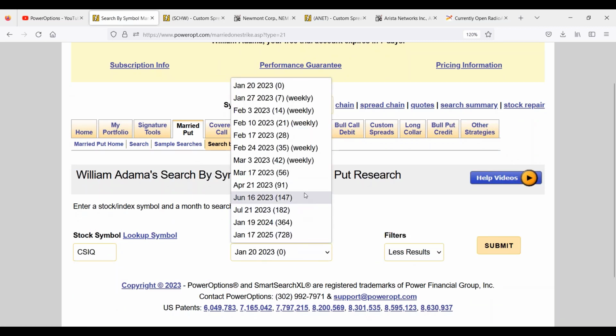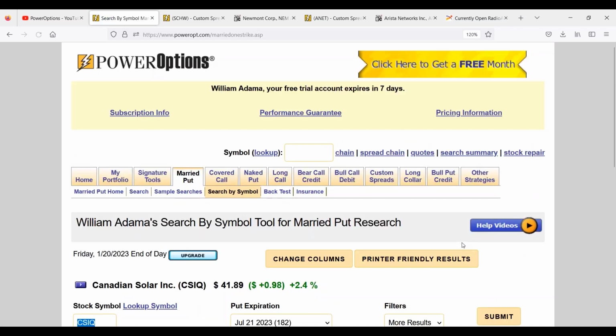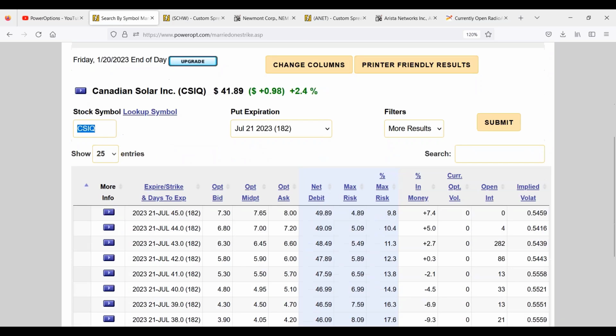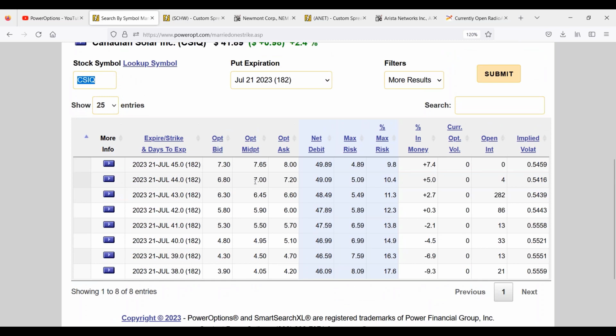And let's see, I'd probably go out to July here, 182 days out in time, and let's just go more results. Okay, now, it worked on my other account. It's not working. It worked on my guest account. It didn't work here. My actual account, not the webinar account. Maybe I should make a change there so we could see it. I think I'm going to have to.